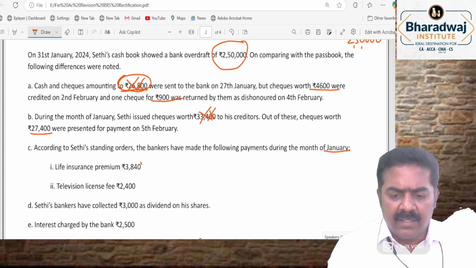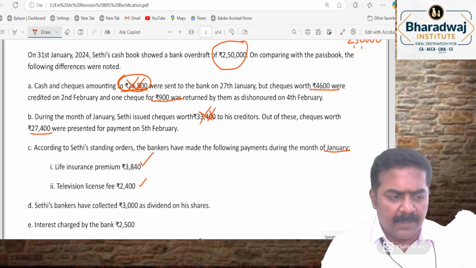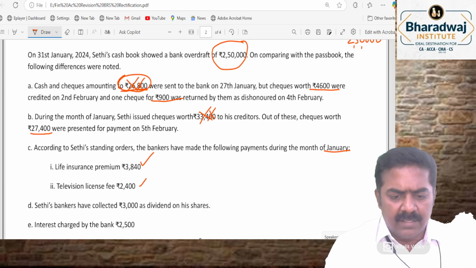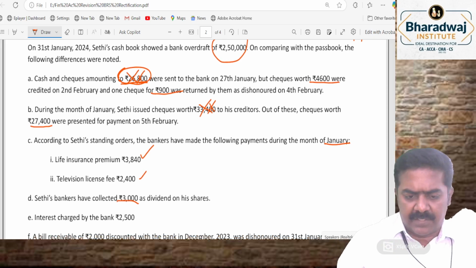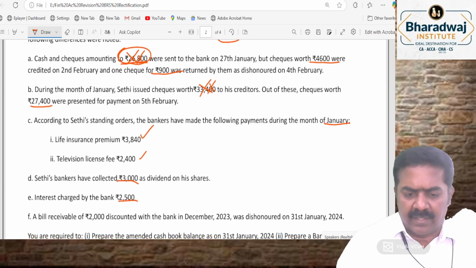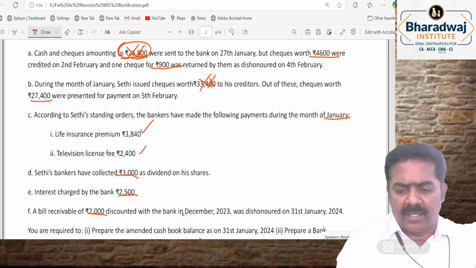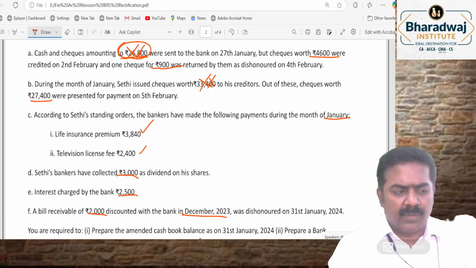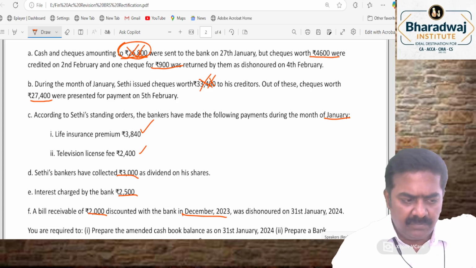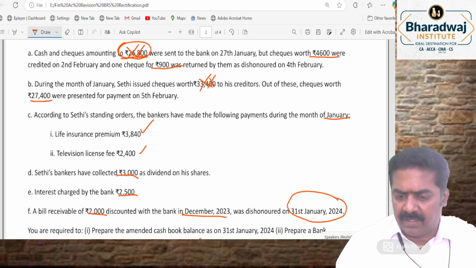According to standing instruction, the banker has made the following in the month of January. They paid life insurance premium and which one? Television license fees. Then, banker has collected 3,000 as which one? Dividend on shares. Interest charged by the bank how much? 2,500. Bills receivable 2,000 are discounted by the bank in December 2023. Was dishonored on what date? 31st January 2024. Wait.